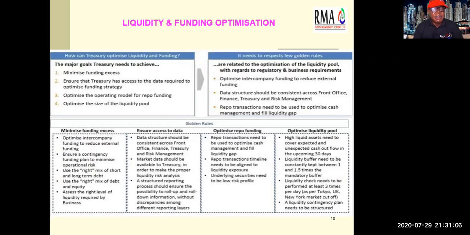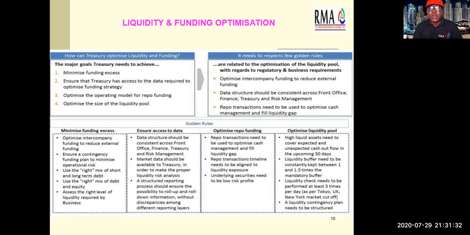One, to minimize funding excess; to ensure that the Treasury has access to the data required to optimize funding strategy; to optimize the operating model for repo funding; and then, of course, to optimize the size of the liquidity pool. Now, in achieving these goals, the Treasury needs to respect a few golden rules. The golden rules are three.